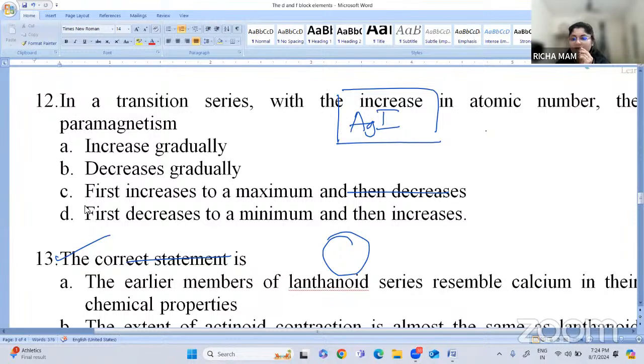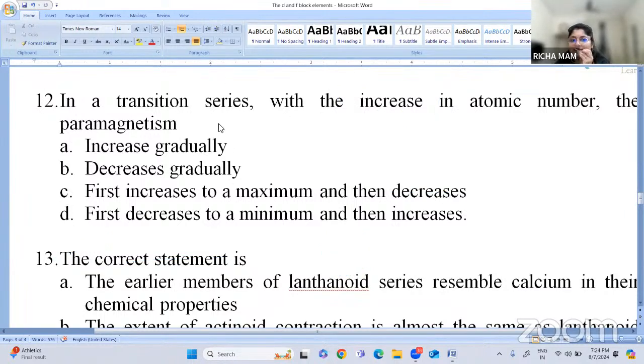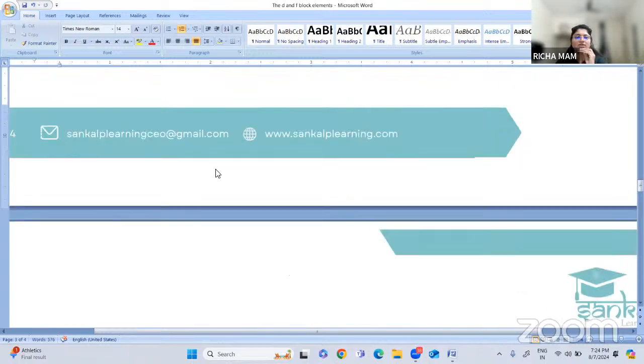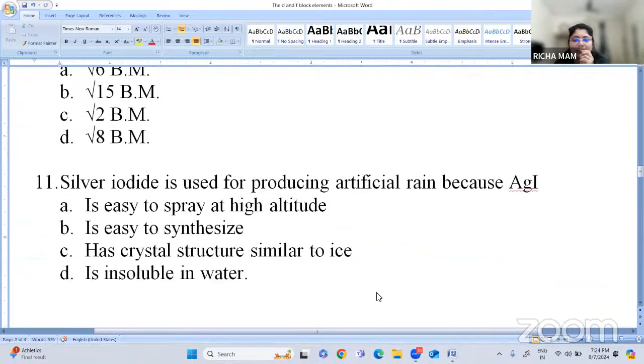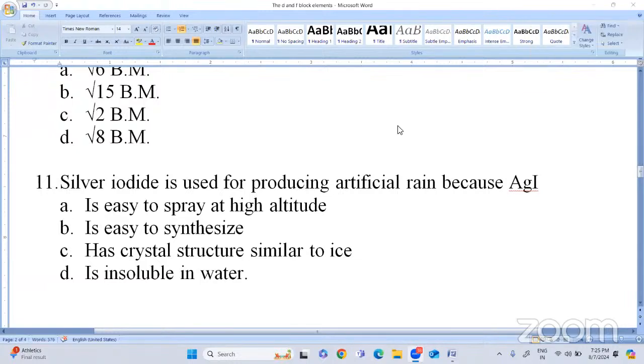So the remaining questions, we will discuss in the next class. We have discussed some 11 questions today. We are going to continue with the same topic in the next class. Any doubts up to the 11th one? Ma'am, what is the answer for the 11th one?